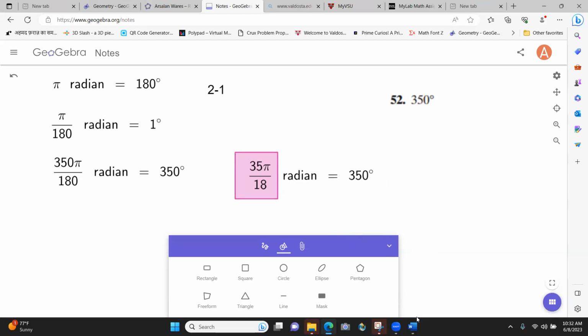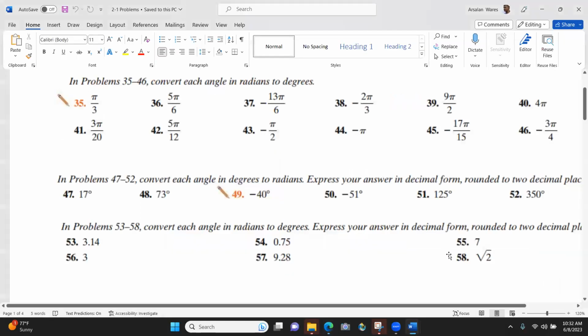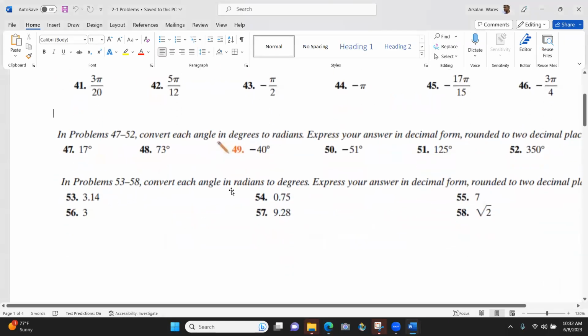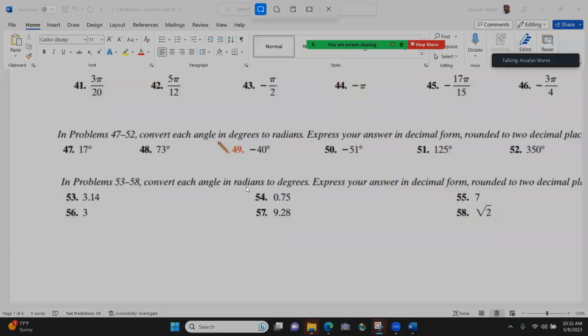Okay. All right, let's see what else is going on here. So convert each angle, this is interesting. I'm going to do some of these, okay? Guys, it's kind of the same thing, but you have to read the question. It says convert each angle in radians to degrees. This is in radians. Okay, I'm going to do number 54. This is already given in radians.